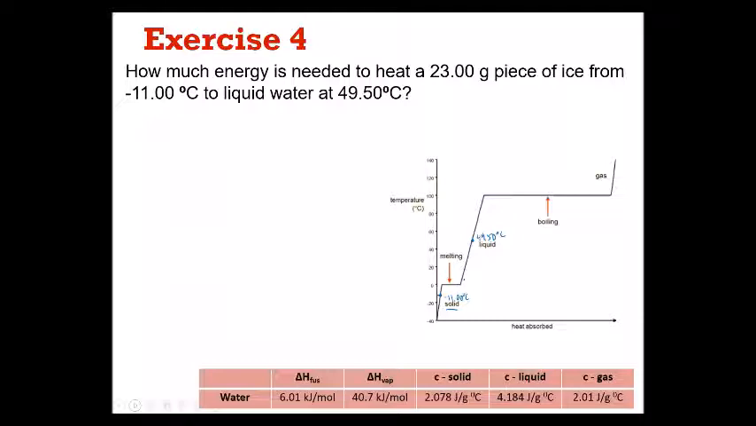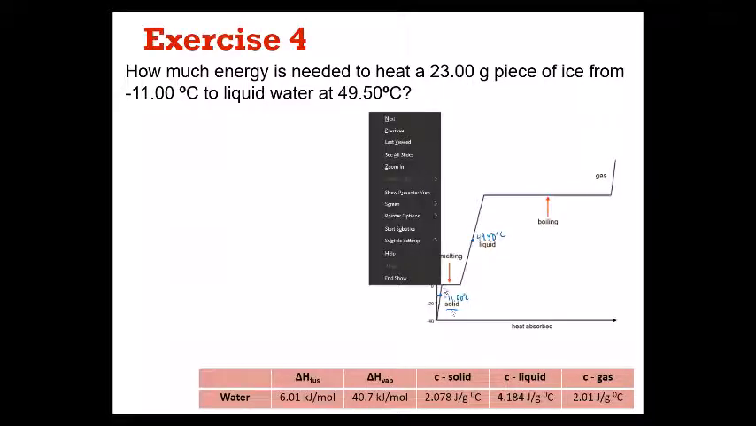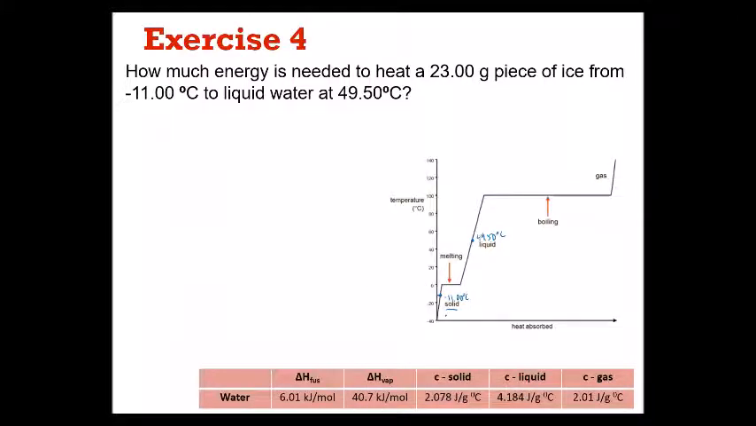Well, we're going to have to warm the solid until we get to the melting point. Right here, warm the solid to get to that melting point. Then we're going to have to melt it. Then we're going to have to warm the liquid, or the water at this point, up to the 49.5 degrees. So this particular calculation involves three different energy amounts that we have to individually calculate. Then we can add them up at the end.